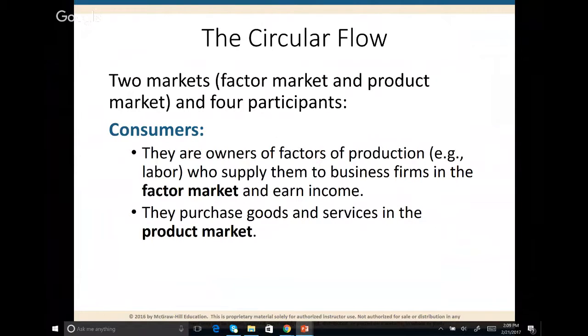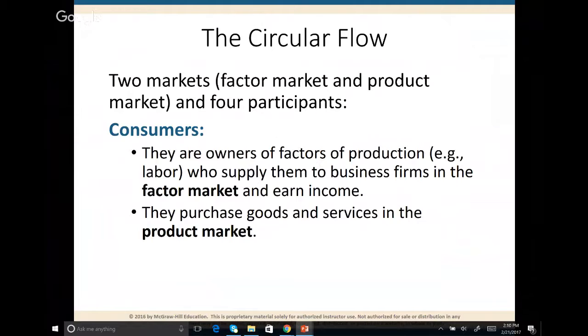So for this circular flow diagram, we have two markets: the market for factor productions and the market for products. Factor productions are what you need to produce goods and services. So remember what we learned: labor, capital, land, entrepreneurship, resources. All those resources we need to produce goods and services are called the factor market.